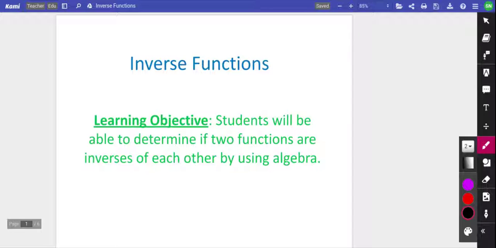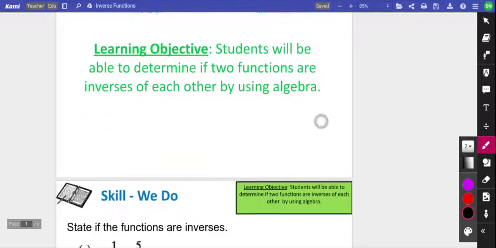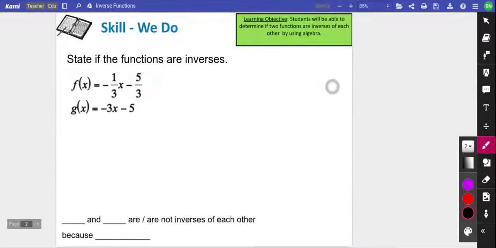Hello! In this video, we will determine if two functions are inverses of each other by using algebra. In order to determine if two functions are inverses of each other, we have to plug one into the other. For example, if we have function f, we would have to plug g into f. It gives us f of g of x. And if this is equal to x, then the two functions are inverses of each other.